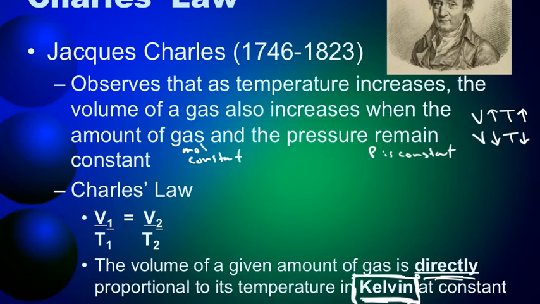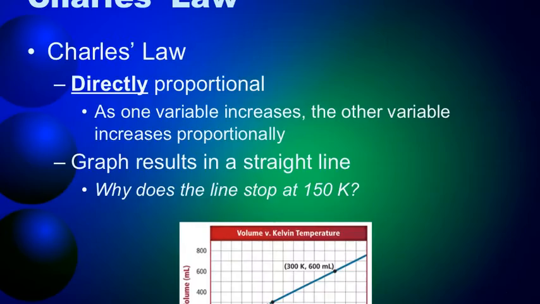So Charles' law is between volume and temperature. It is directly proportional. Here's the equation. Temperature has to be in Kelvin. Since it is directly proportional, that means as one variable increases, the other variable increases proportionally. As one goes up, the other one also goes up. And that makes sense. And what it looks like, so if an inversely proportional relationship is a downward curve that we saw with Boyle's law, directly proportional relationships are a straight line with a positive slope, because as the x value is getting bigger, the y value is also getting bigger. So directly proportional, you get a straight line.